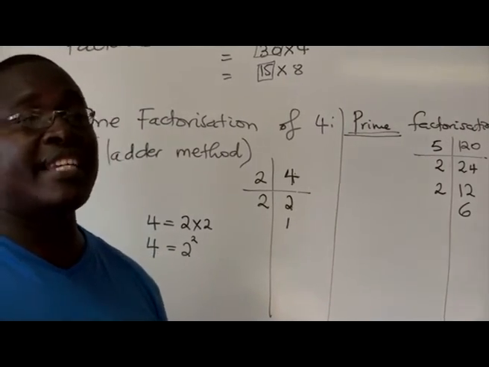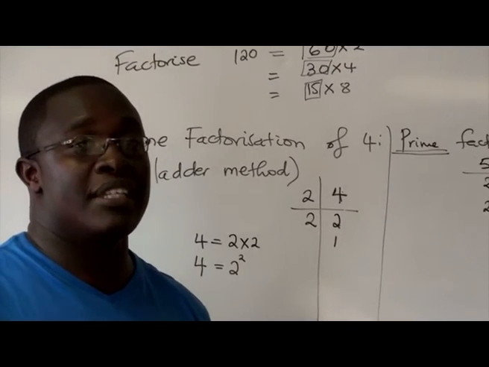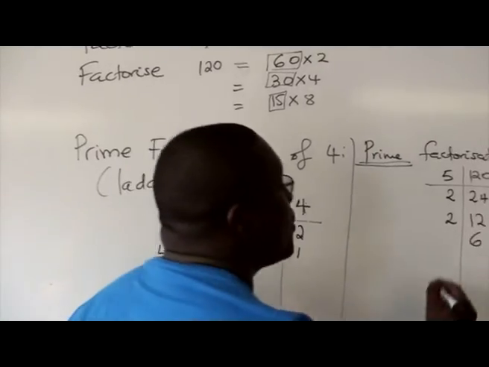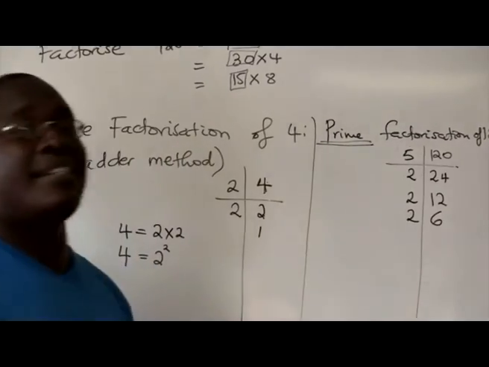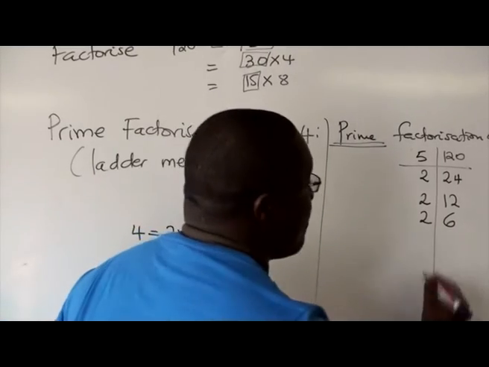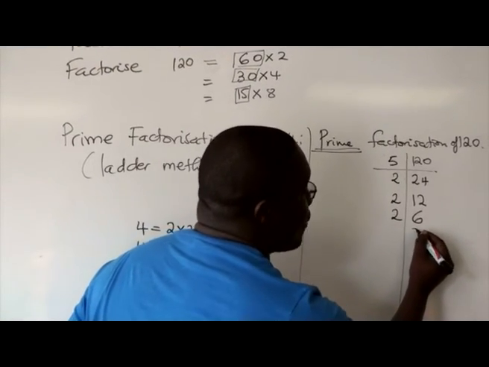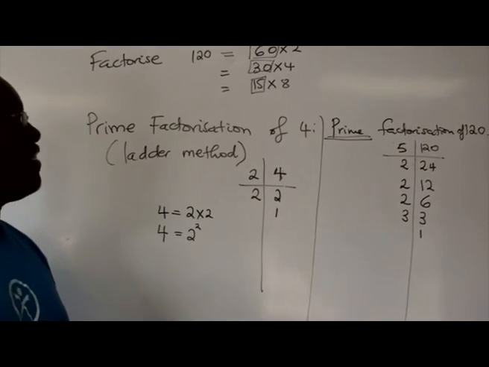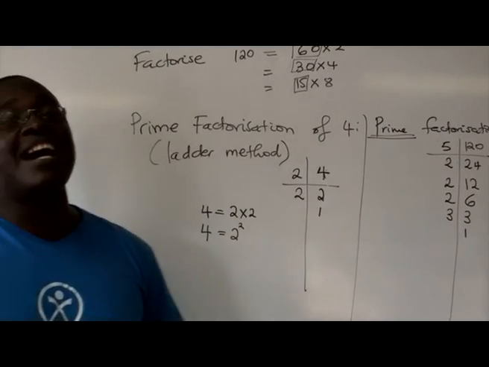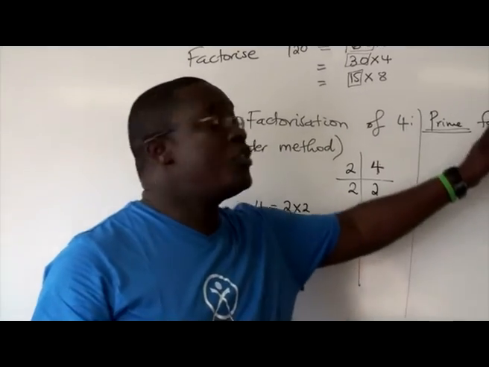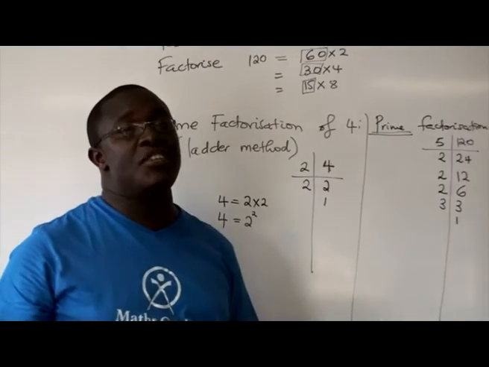What are the factors of 6 which are prime? There's 2 and 3. So I can use 2 or 3. I choose to use 2 again. It's by choice. I could have used 3, because it's also prime. So 2 into 6 is 3. 3 into 3 is 1.